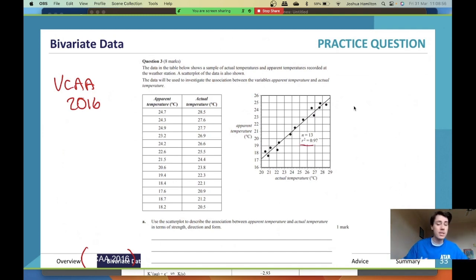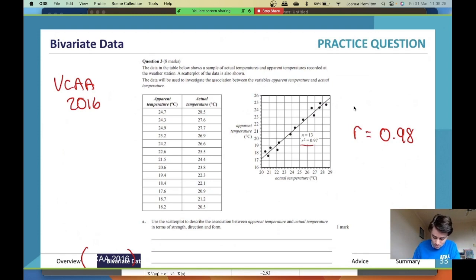So the best way to go about this, grab out your calculator. Let's hope this has battery. It does have battery. And go 0.97 and square root it. I'm going to square root it, and I get a value of 0.98. So my R value is 0.98, which is really, really large.